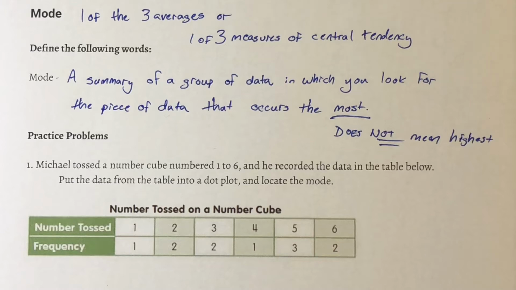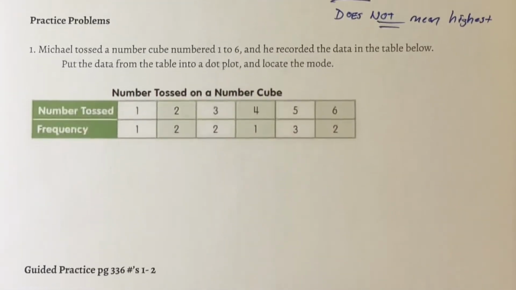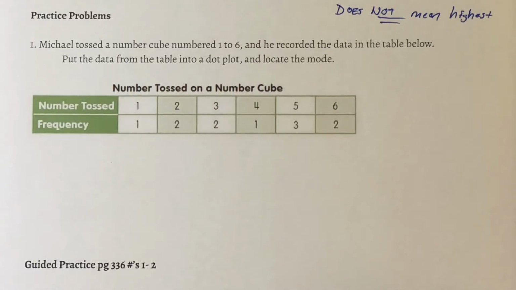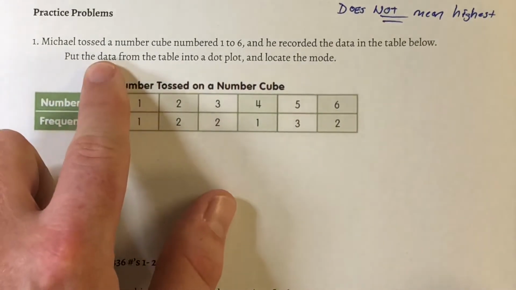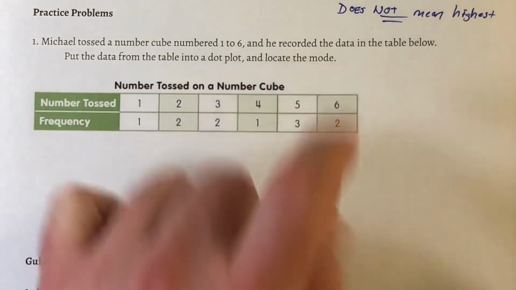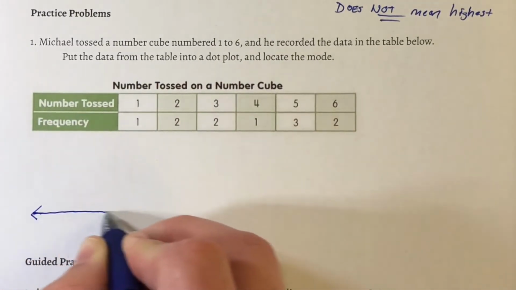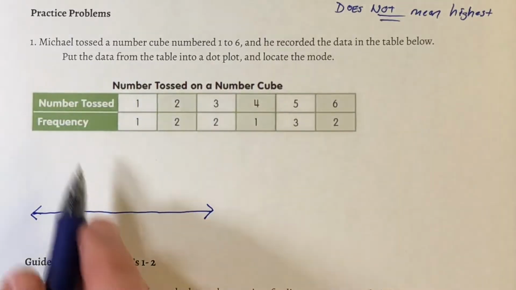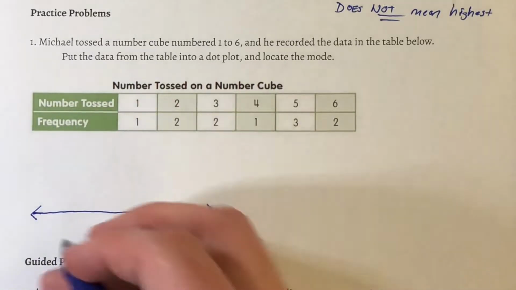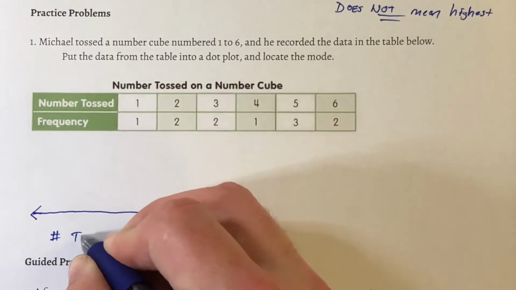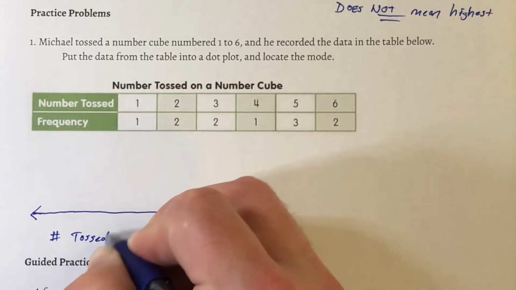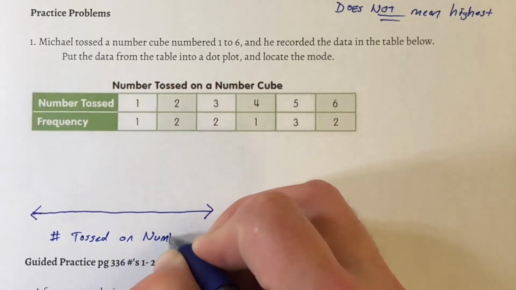All right, we just have a couple examples because there's really only so much you can cover about something occurring a lot. So first example, Michael tossed a number cube numbered 1 to 6, and he recorded the data in the table below. We're going to put the data from the table into a dot plot and locate the mode. So, on our dot plot, we're first going to draw a number line. What's it about? It's about a number tossed on a number cube. So that's going to be a title, number tossed on number cube.